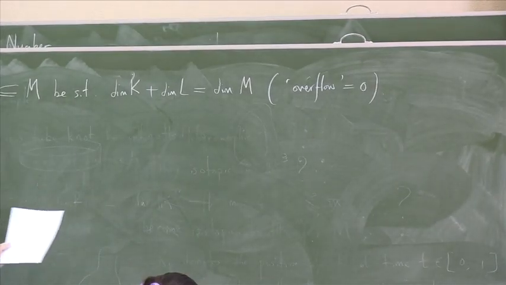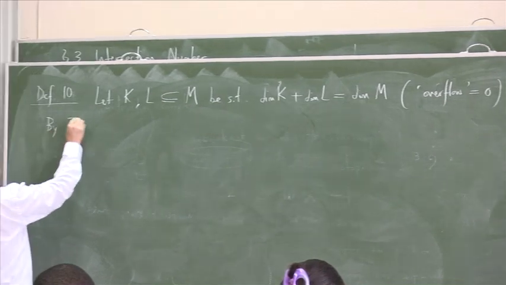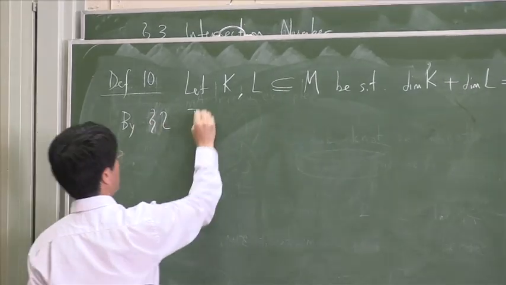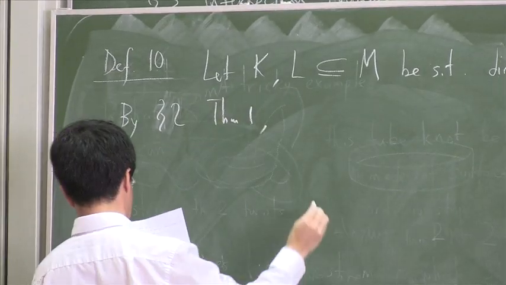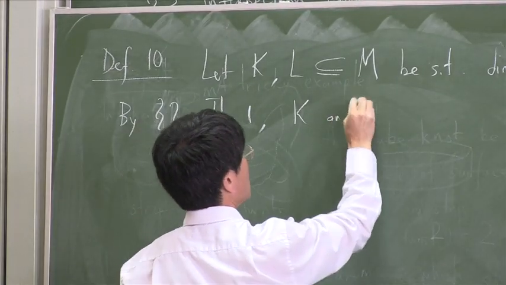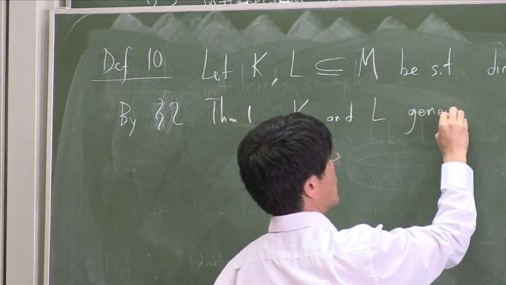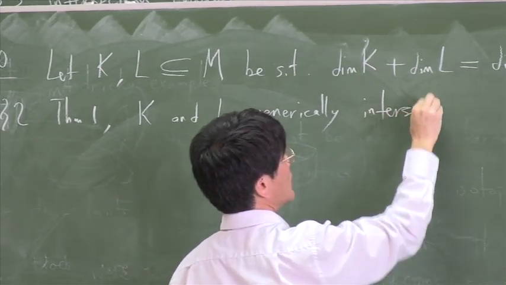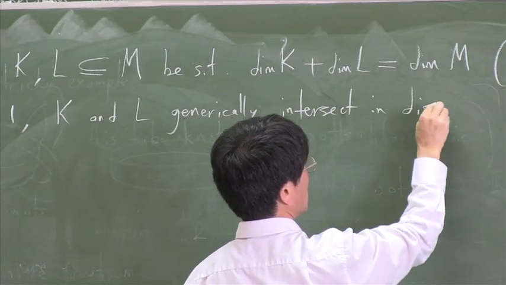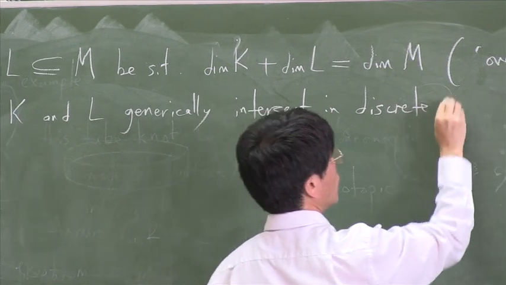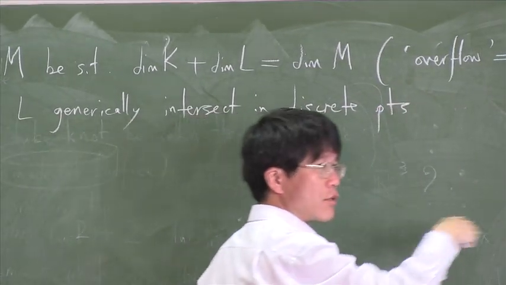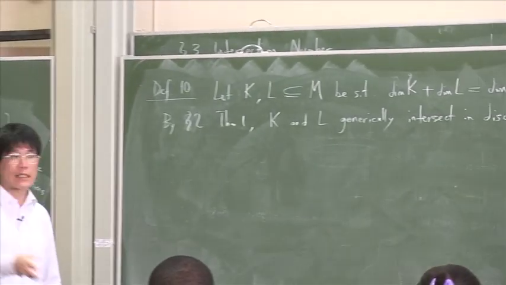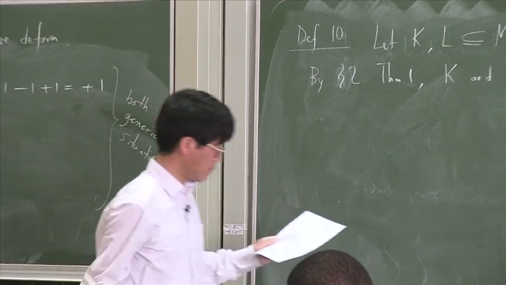Overflow zero means that, from Friday, that was chapter 2, theorem 1, I think. Yes, that's right. K and L generically intersect in points, in discrete points. So you can count those intersections: 1, 2, 3, 4, 5. To each of those discrete intersection points, we'd like to assign a plus or minus sign. How do you do this?